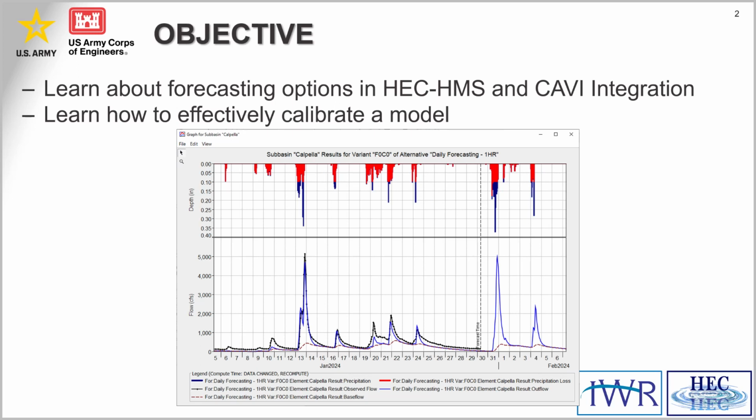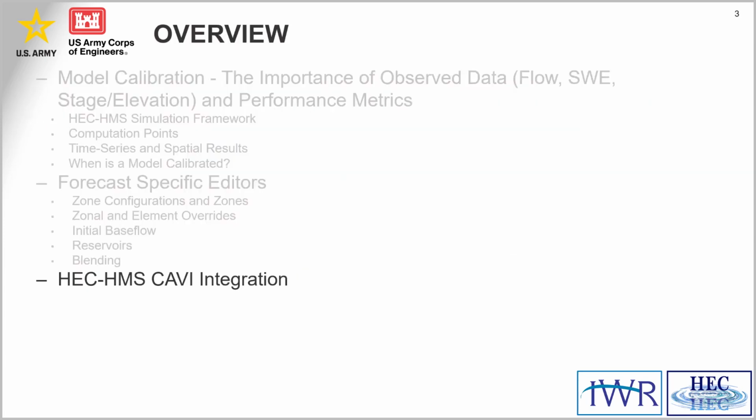The main objectives of this lesson are to learn about what forecasting options are available in the CAVI for hydraulic modeling, i.e. HEC-HMS. Then we'll discuss how to effectively calibrate an HMS model.